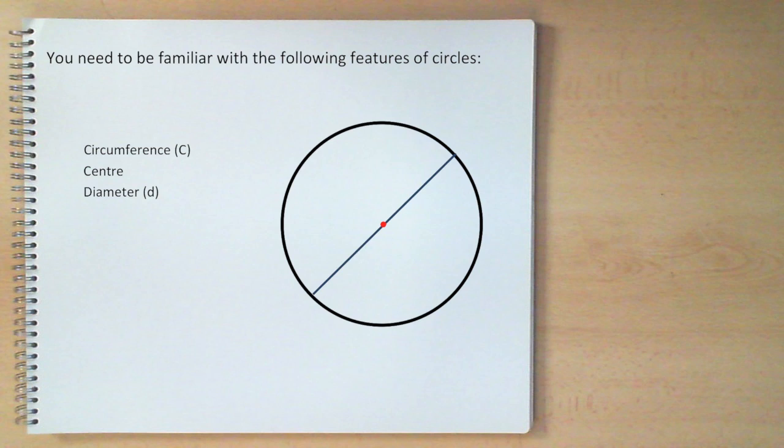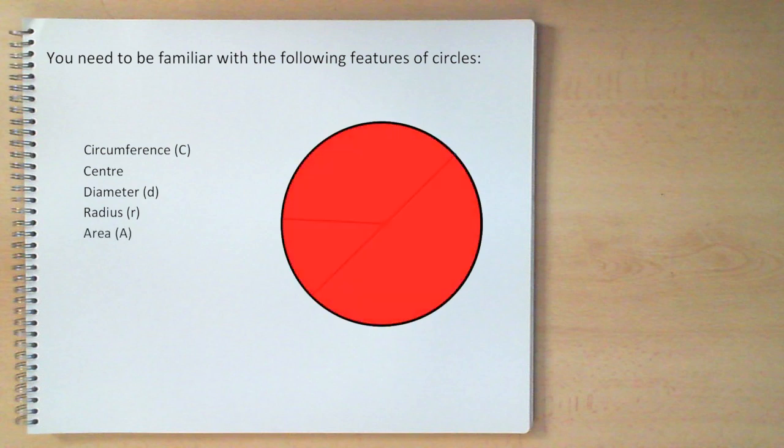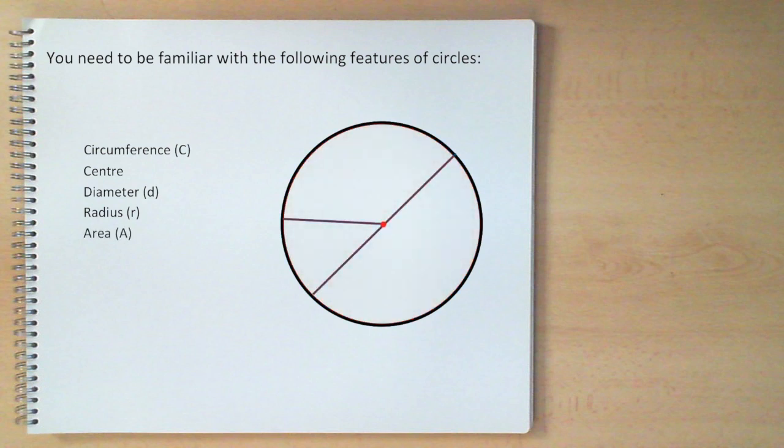The diameter is a line that goes across the circle from one side to the other through the centre, and a radius is any line that goes from the centre and touches the circumference, and that's half a diameter. The area of a circle is the flat surface bounded by the circumference, so the red area you see there.